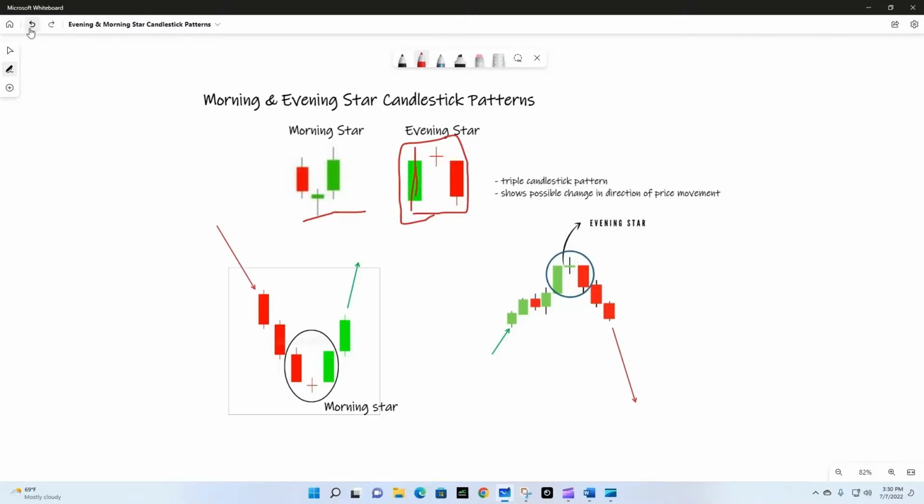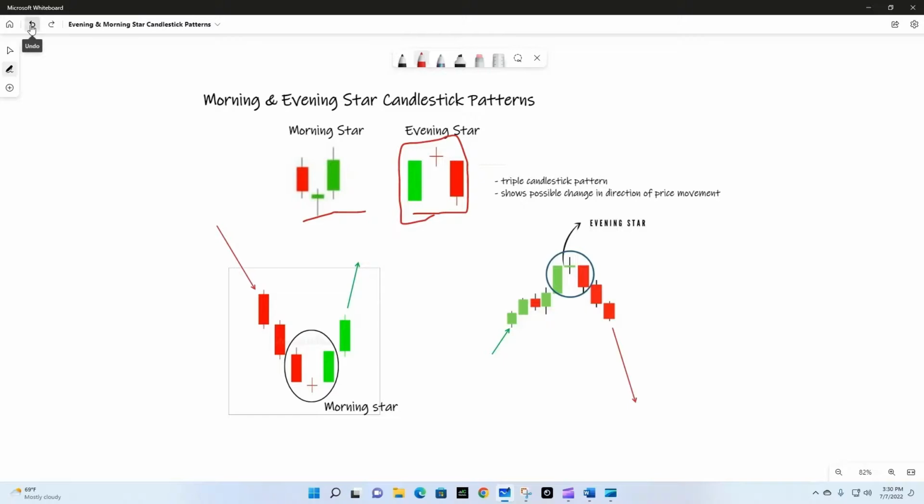Then the third candlestick here shifts the market. Now the sellers come in and take control of the market. They open the price here and then they close the price here. So the market has shifted from a bullish market to a selling market.